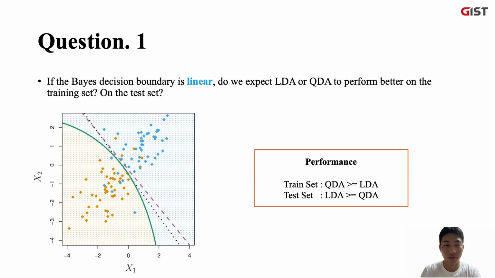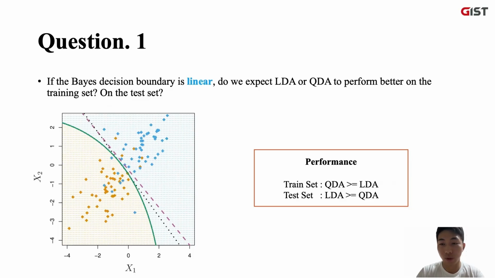Imagine the true boundary is a straight line, like the dashed pink line. QDA might overfit to the training data and produce a complex curve, like the solid green line. While this boundary separates the training points well, it is likely to misclassify new points from the test set. LDA, on the other hand, will produce a straight line, like the dotted black line, which will be much closer to the true boundary.